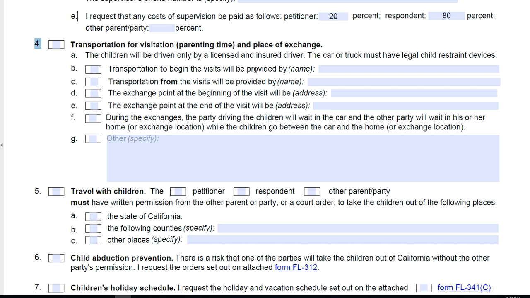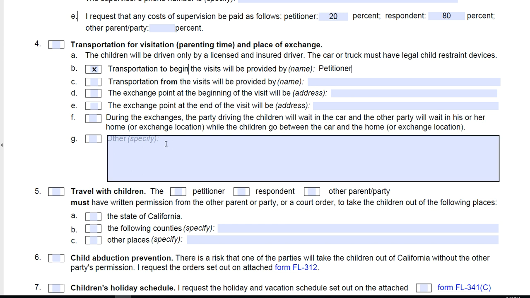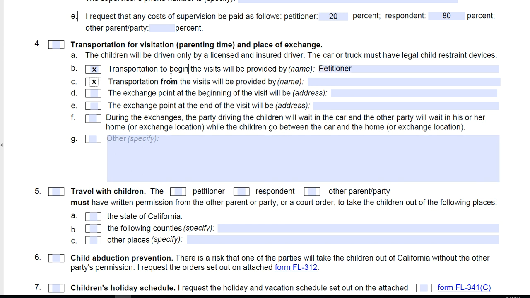when the visit starts, so that would be transportation to begin the visits. So let's say that the children are with petitioner and petitioner is going to drop them off at respondent's house to start the visit. So then this says petitioner drives them to respondents to start. Now let's say that for whatever reason it's going to be that petitioner is going to pick the children up from the visit, so you can just write in petitioner.